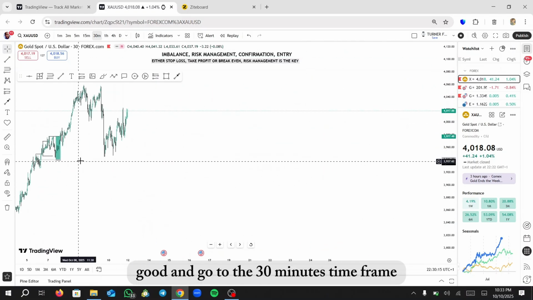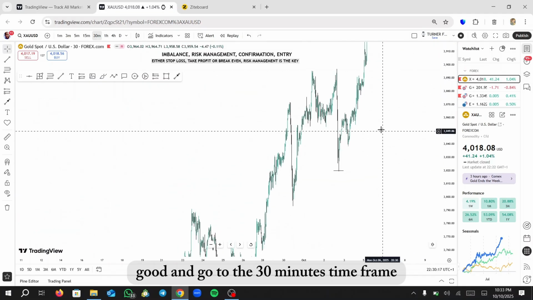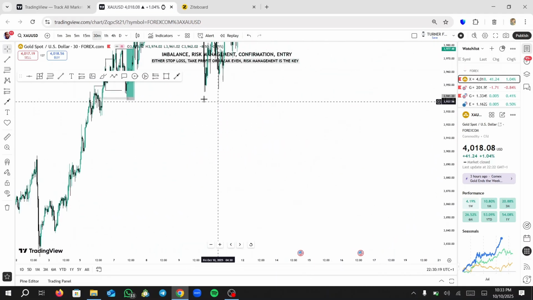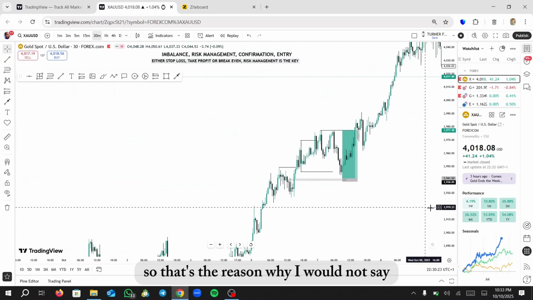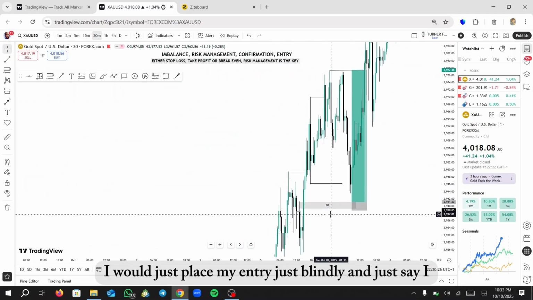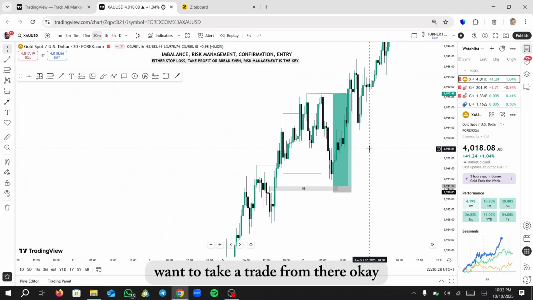And go to the 30 minute time frame to tap the order block and then buy from there, right? So that's the reason why I would not just place my entry blindly and say I want to take a trade from there.